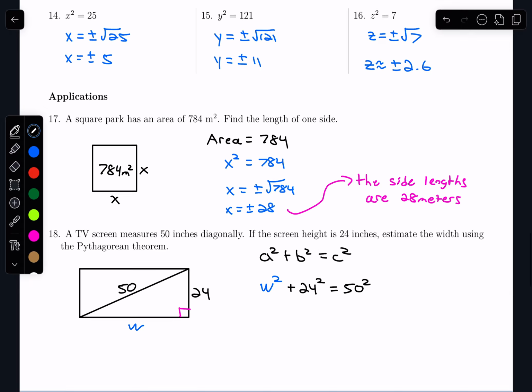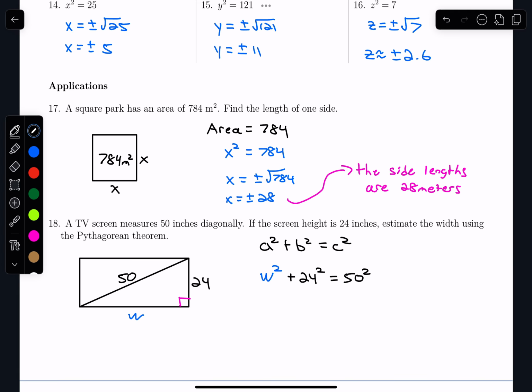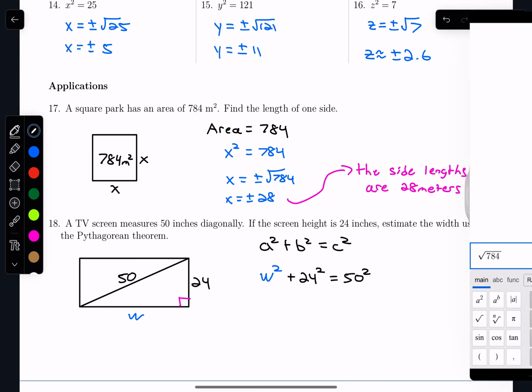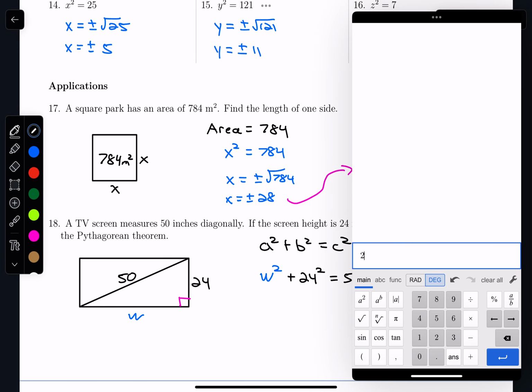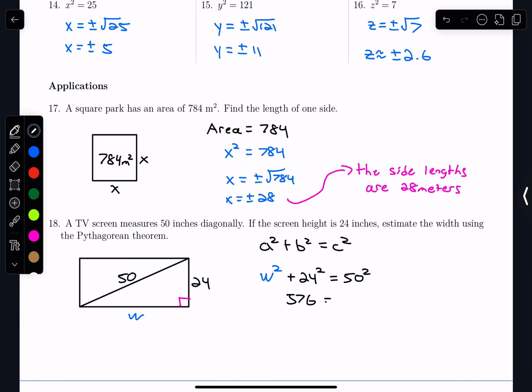So now this one's a little bit harder to solve because we can't just square root right away. The first thing I'm going to do is square all these numbers. So with my calculator real quick, 24 squared is 24 times 24. That's 576. And I also need 50 squared, which is 2,500. So I'm going to take into my problem those two numbers. So we now have that w squared plus 576 equals 2,500.